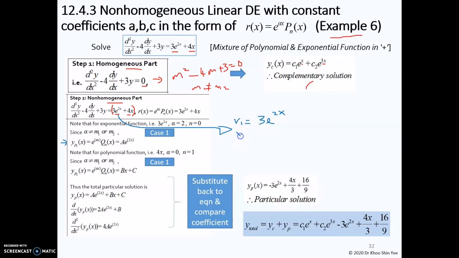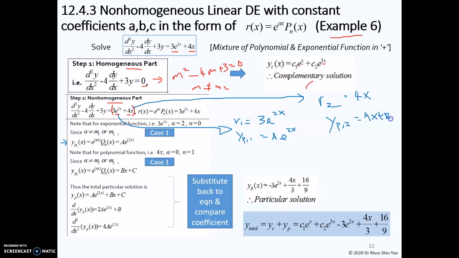Based on this, we can propose the particular solution to be exponential 2x, since the constant is 3, so the general form for a constant is A. The second right hand side function is equal to 4x, which is a polynomial function. Therefore, you can propose the second particular solution to be ax plus b.